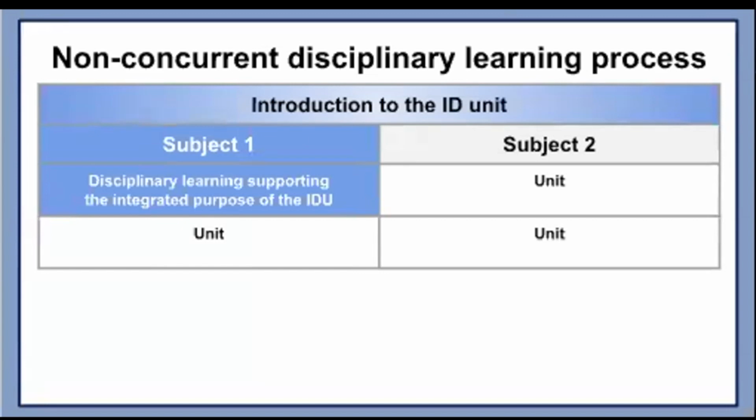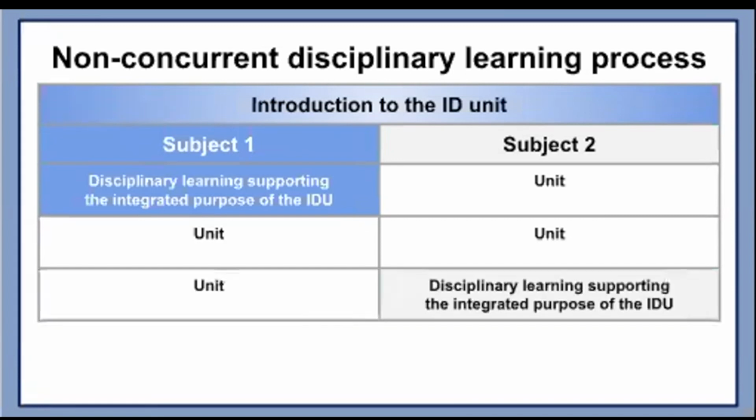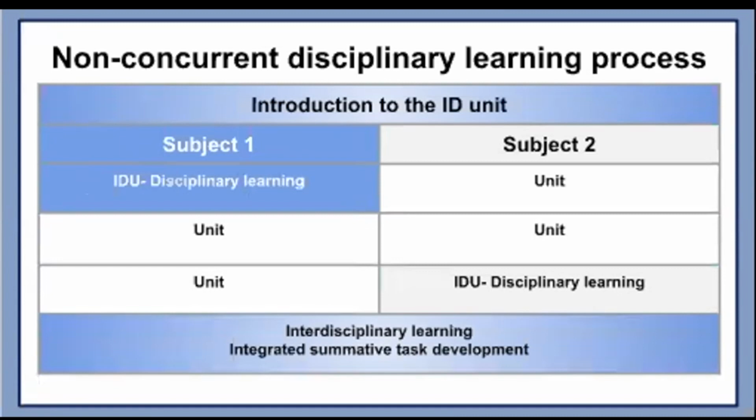Then both subjects might have their own one or more separate units unrelated to the IDU. And then the second subject might have their disciplinary learning that supports the integrated purpose. Finally, one or both subjects would use class time to bring the learning from both subjects together and develop the integrated summative task. So just take a moment in your mind to consider the concurrent versus the non-concurrent. In the non-concurrent, what challenges might that type of structure pose for the teachers? And what challenges for the students?